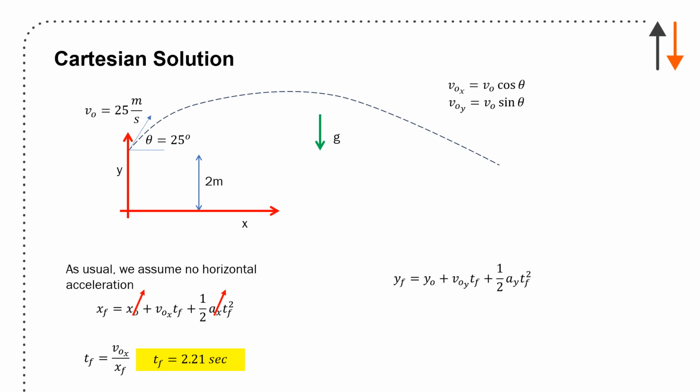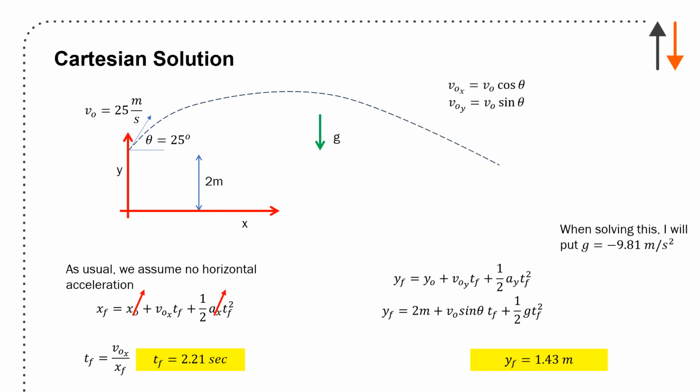seconds. If you put that time into y and you calculate how long it takes you to get to the final point, and recognize that g is acting downward, so it's negative in this part of the problem, and it's equal to minus 9.81 meters per second squared. You'll solve through and you get yf is equal to 1.43 meters.